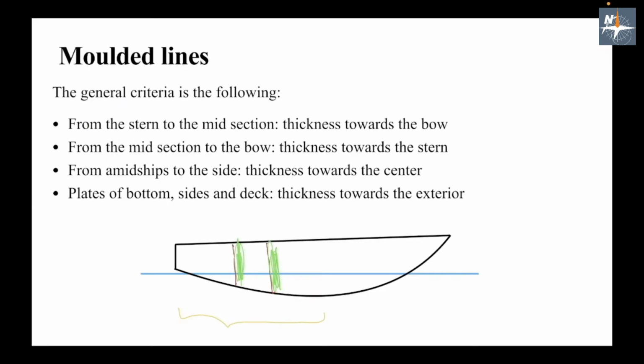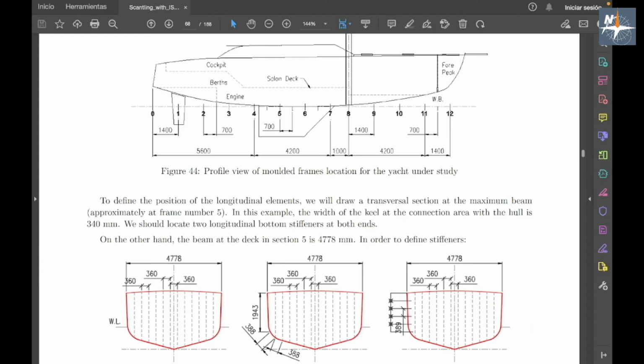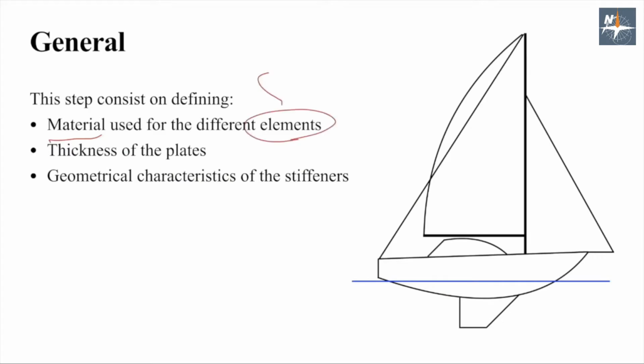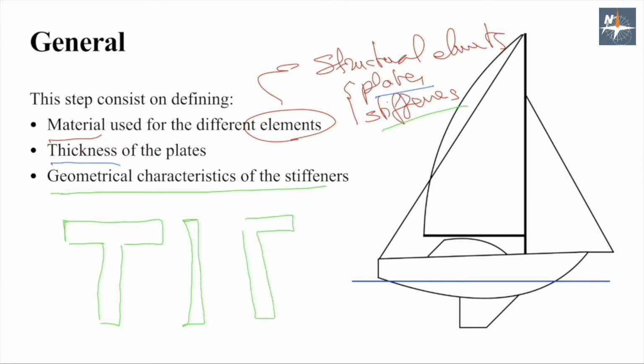This stage includes defining the type of structure, the elements that are considered, for instance longitudinals, floors, bulkheads or frames, and determine the position of these elements. The second stage is the Scantling calculation itself. This consists of establishing the thicknesses of the plates and section modulus and geometric characteristics of the stiffeners, so that the structure could withstand the design pressures.